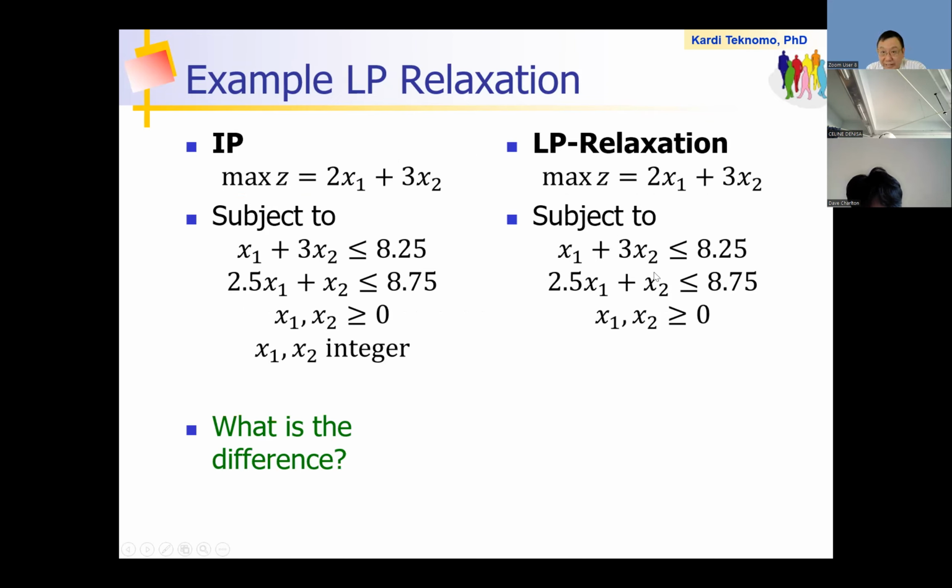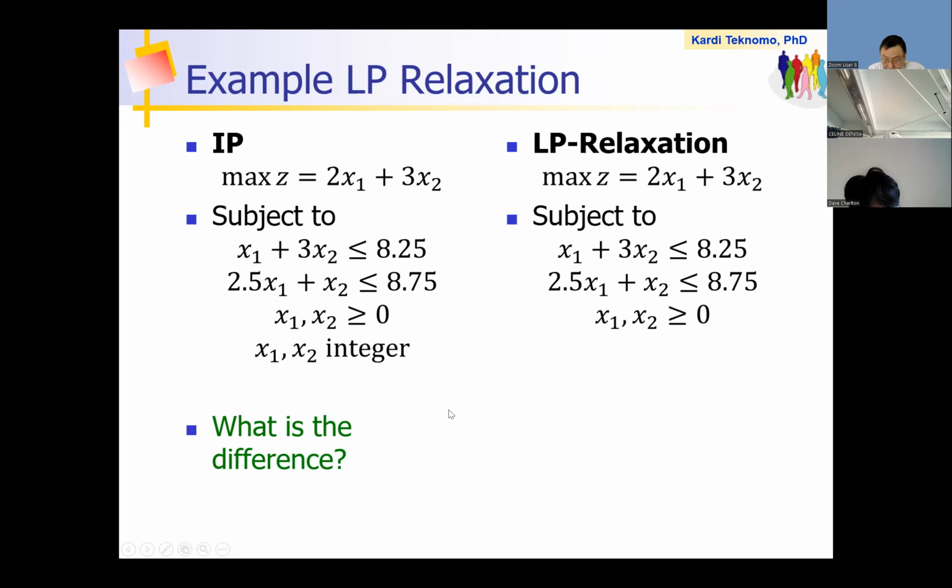How about on the right side here? The right side is exactly the same, except the last line here. x1 and x2 is not necessarily integer. So when you have this problem, IP, and then you relax the last constraint, which requires it to be integer, this is called LP relaxation, linear programming relaxation.